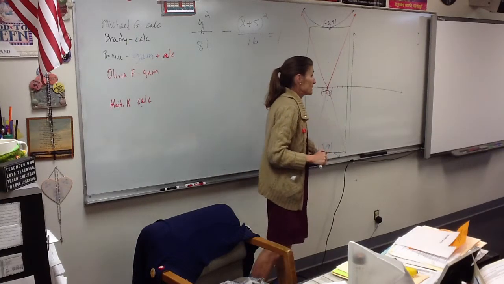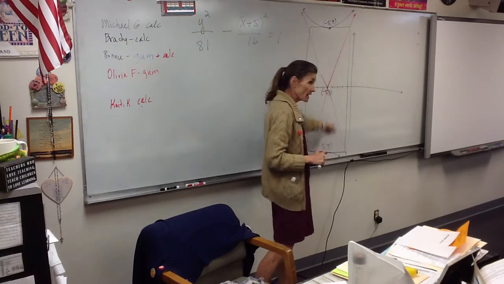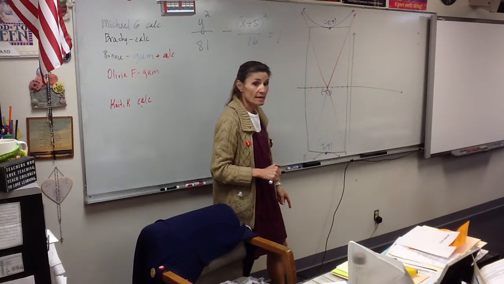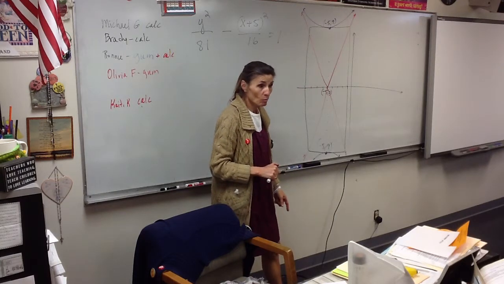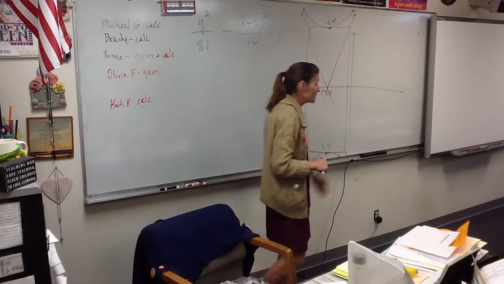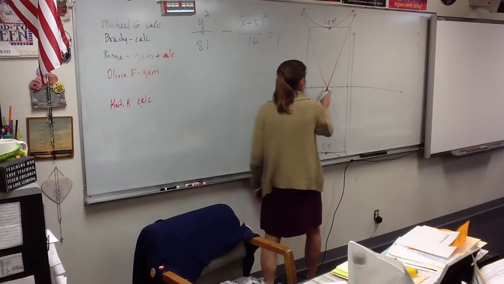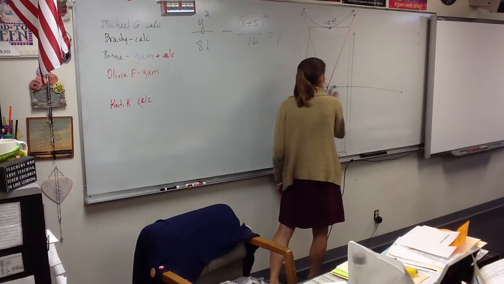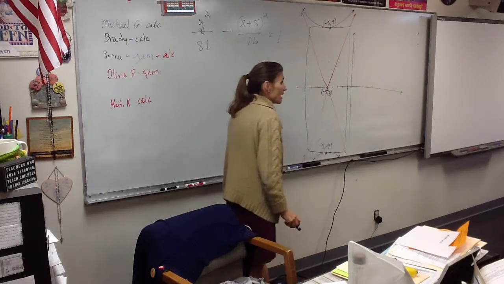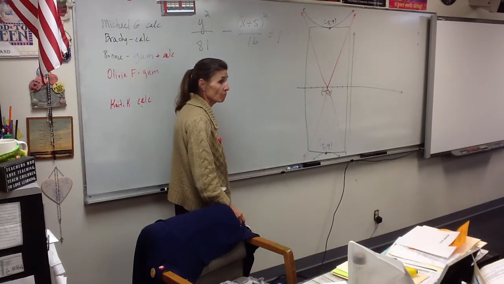These are the vertices, so this would be the transverse axis, right? How long is it? 18. It's a long one. Why is it 18? Because it's 9 up and 9 down. That's exactly right. This is the conjugate axis. It's a lot shorter. The conjugate axis this time is 8, because we counted each side 4, right?